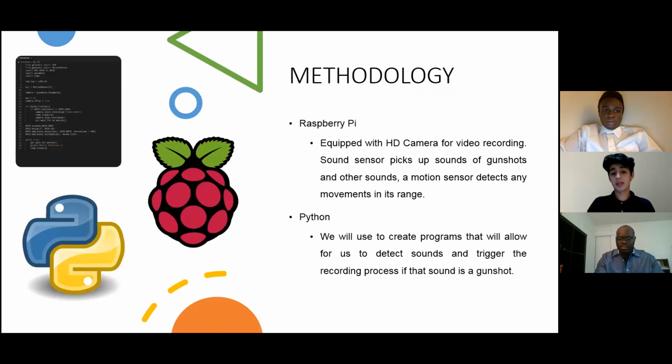So the Raspberry Pi, as we mentioned, we're going to equip with the HD Pi camera for video recording. The sound sensor will pick up sounds of gunshots and other sounds, and then the motion sensor will detect any movements within its range. For Python, again, we're going to be using Python as our programming language so that we can create programs that will allow us to detect sounds and trigger the recording process if that sound happens to be a gunshot.